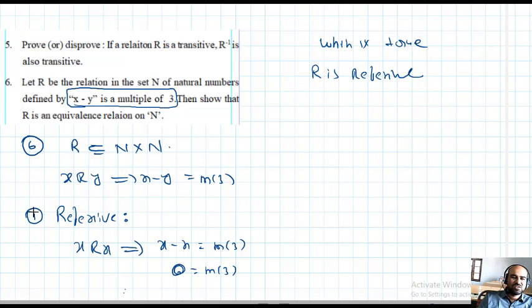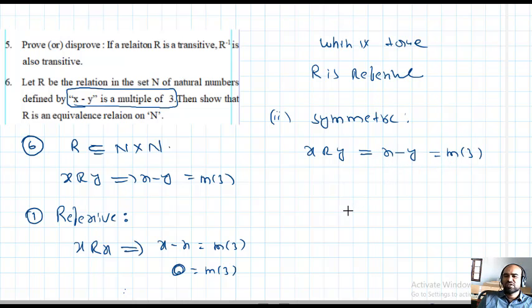Now this is one part, checking for symmetric. How to check symmetric? x related to y should give y related to x. Then you can say that it is symmetric, otherwise not symmetric. So x related to y gives x minus y is a multiple of 3. Take any number, for example, 9 minus 3 is a multiple of 3. Then what about 3 minus 9? Minus 6 is also a multiple of 3, no? In the integer sense you can say that it is a multiple of 3. So 9 minus 3 is a multiple of 3, and the reverse, 3 minus 9, is also a multiple of 3.